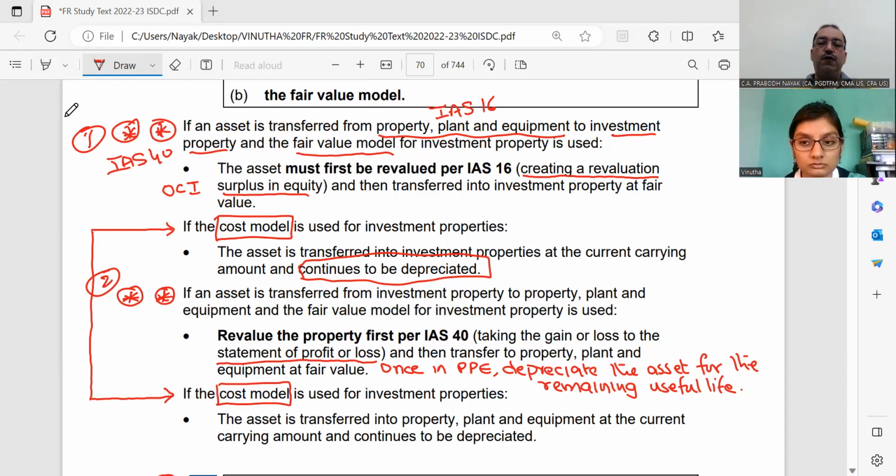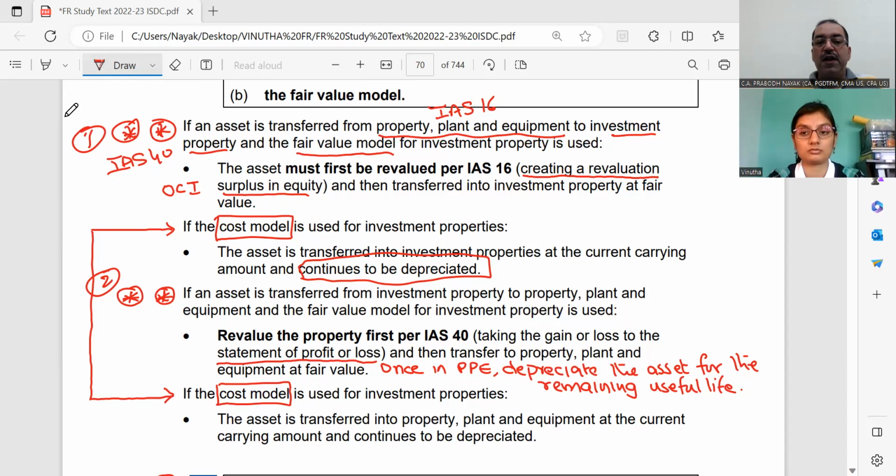This part is clear. So the first 2 points are in relation to transfer of IAS 16 to IAS 40. So if it is transferred from IAS 16 to IAS 40 and it is the revaluation model or fair value model, then first revalue the asset, transfer the revaluation profit to revaluation surplus under OCI, and then treat it like an IAS 40 asset where no depreciation is going to be charged. If it is the cost model, then very simple, just transfer it from this particular section to this section. So IAS 16 to IAS 40. No other calculation. Depreciation continues.